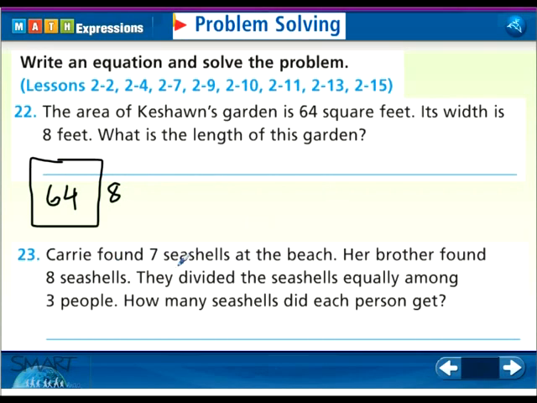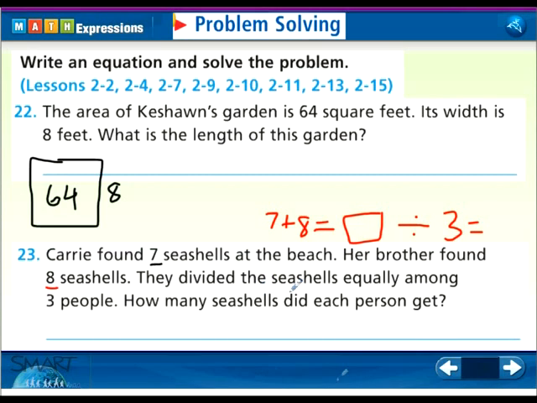Let's look at Carrie. Carrie found how many seashells? 7. Her brother found 8 more. They divided the seashells equally among 3 people. Well, first of all, we have to figure out what this is. We have to add them together. 7 plus 8. We get an answer. Then we take that answer and we divide it between 3 people to get another answer.